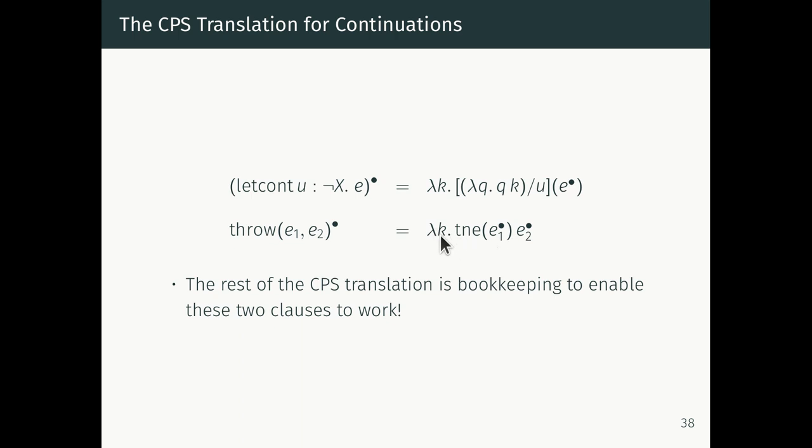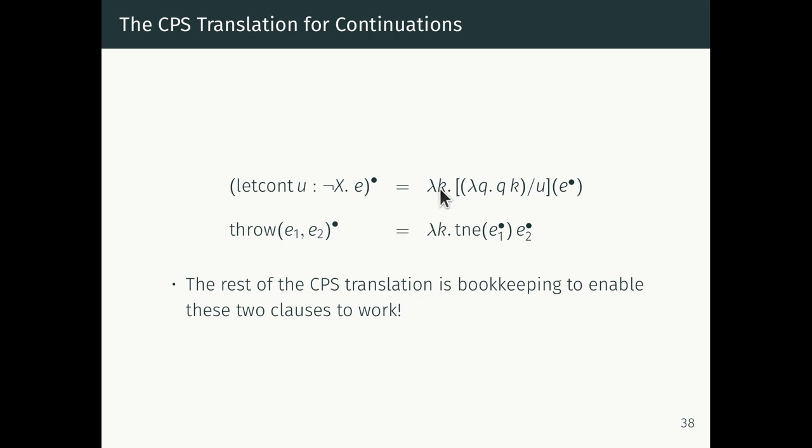And you should notice something interesting here. The K was used in every single other case, but here we just ignore it. And that sort of corresponds to the fact that a throw can have an arbitrary type. And the reason it can have an arbitrary type is we give it a continuation that handles something of that arbitrary type Y, and then we just don't use it.